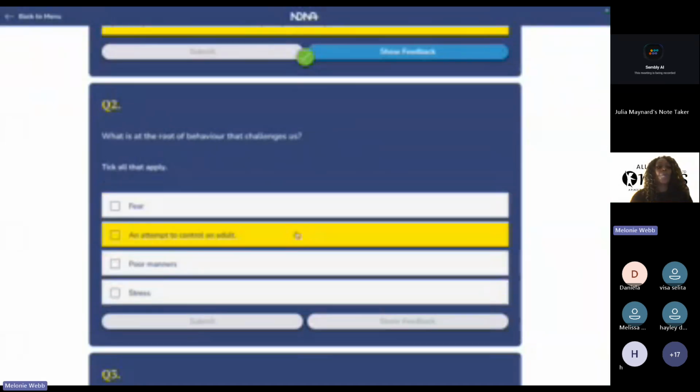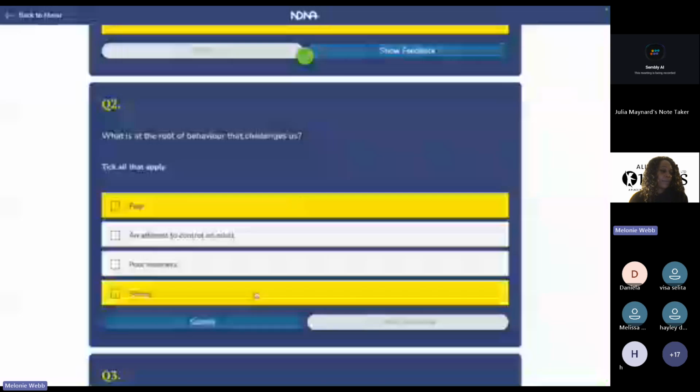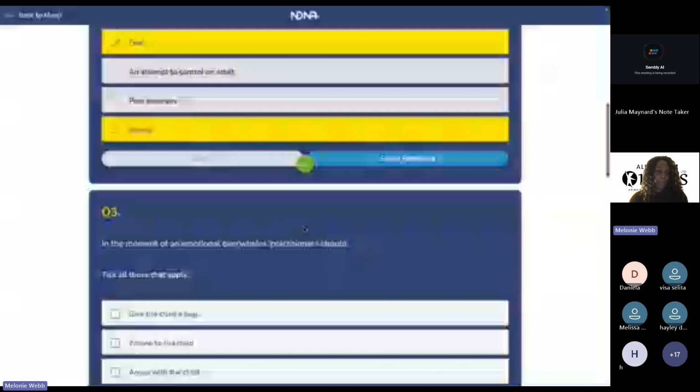What is at the root of behavior that challenges us? Is it 1, fear; 2, an attempt to control an adult; 3, poor manners; 4, stress? Tick all that apply. One and 4. Agreement? Lovely, thank you very much.